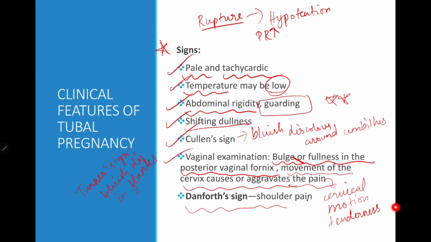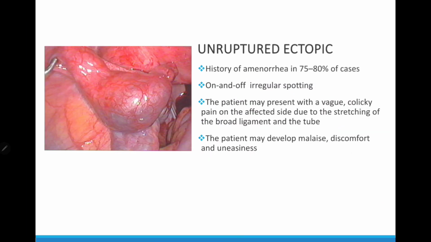I already explained the Danforth sign, that is the referred shoulder pain due to blood in the abdominal cavity. Along with this, you can see a boggy pouch of Douglas, and the fornix can also be tender. All of this can be the signs in tubal pregnancy.